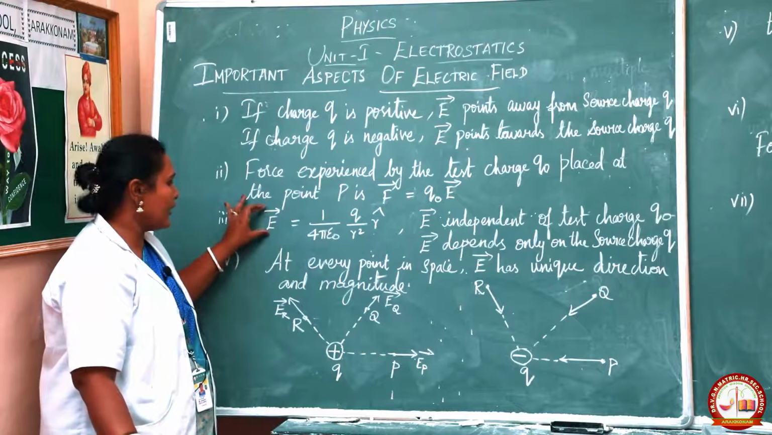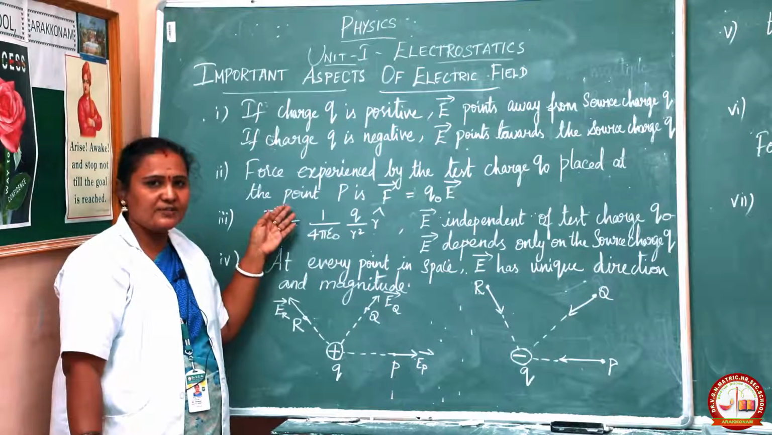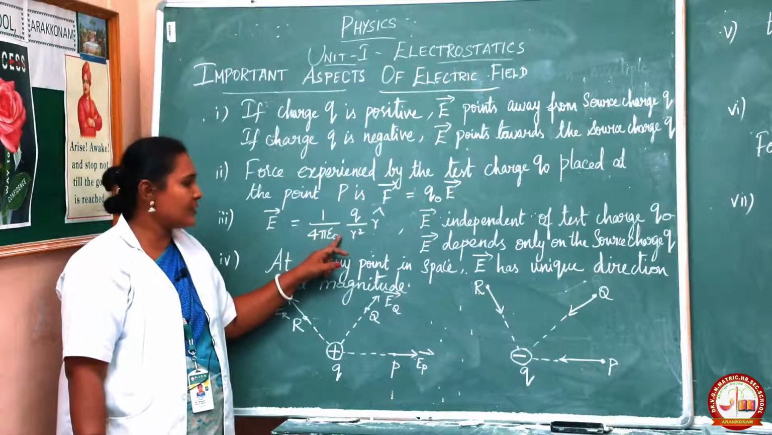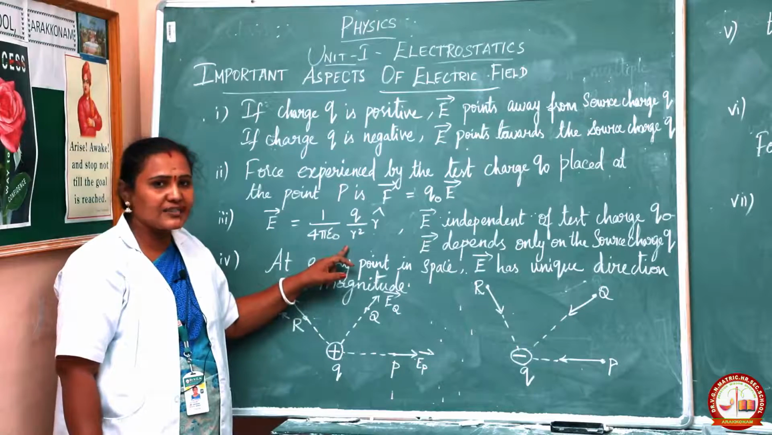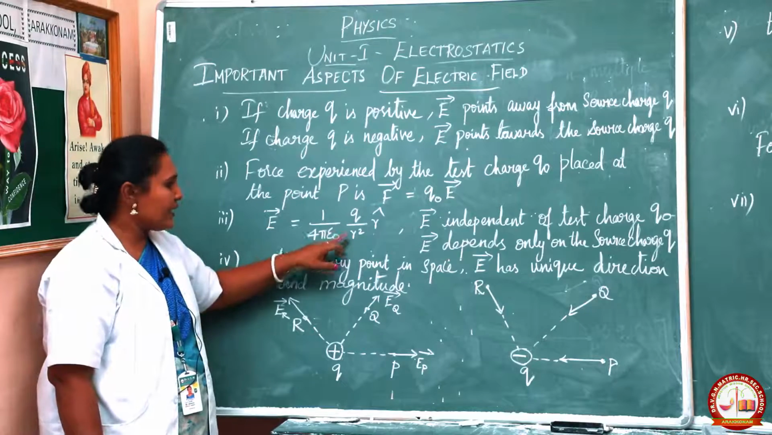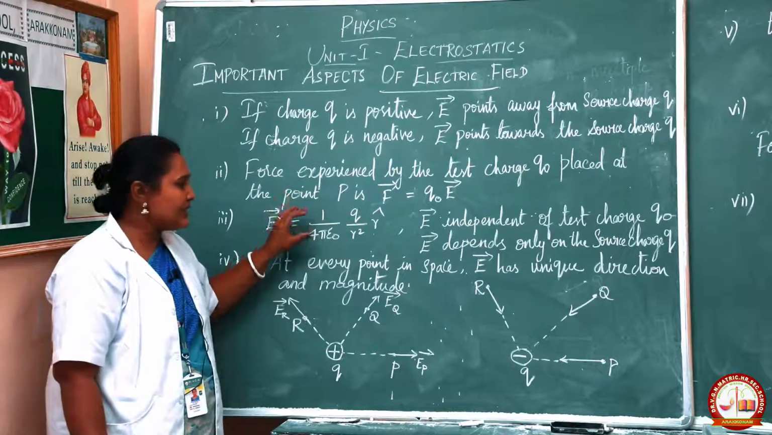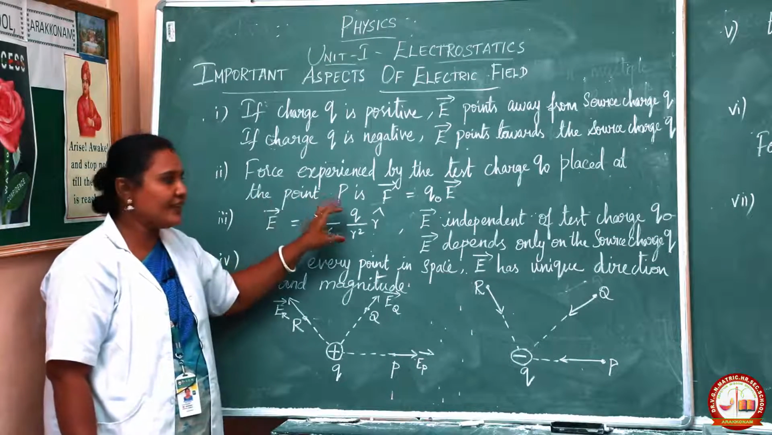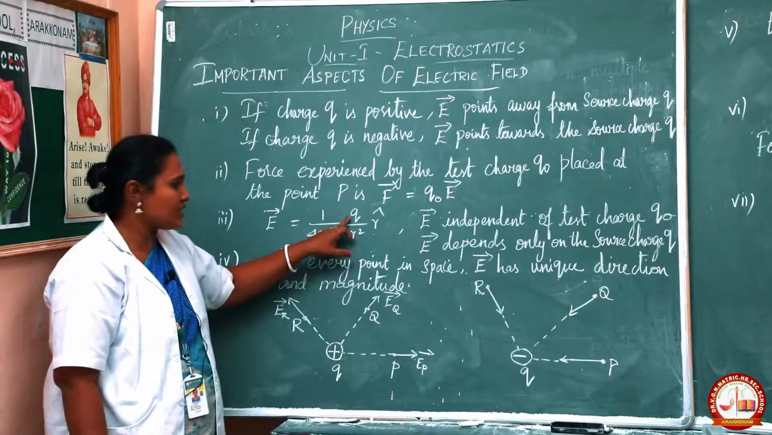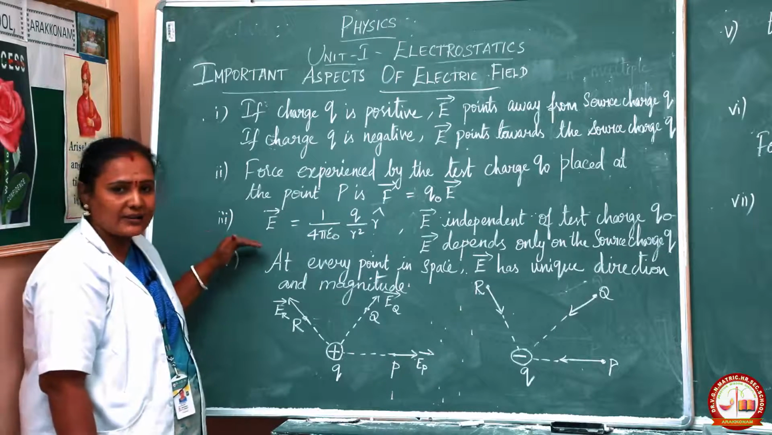We know the expression of electric field, which we have seen previously: E vector is equal to 1 divided by 4 pi epsilon naught, Q divided by R square, R cap. In this expression of electric field, we can see only the Q value, which is the source charge. And this electric field is independent of the test charge Q naught, and it depends only on the source charge Q. And that is the third important aspect of electric field.